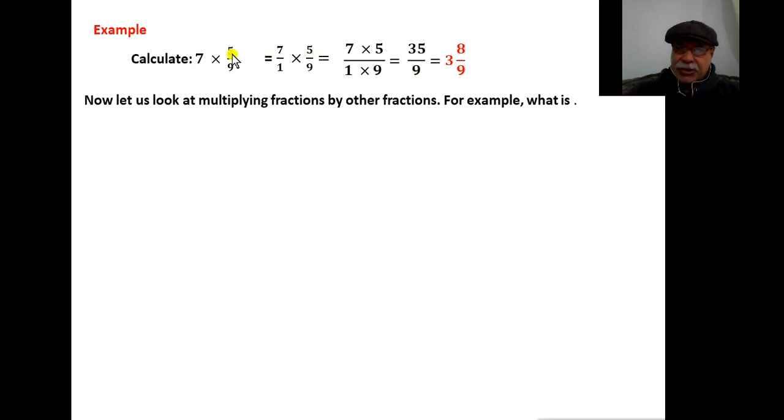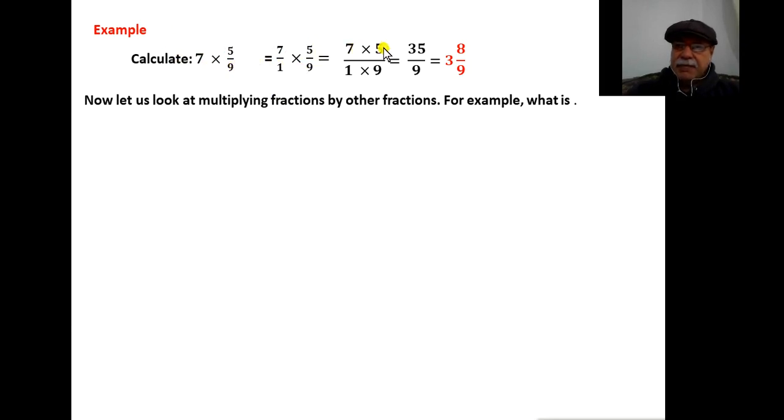That's why I just multiply 7 times 5, and the denominator is 1 because I put 1 here. 1 times 9 is 9. This is the easy way, another method to solve this problem.